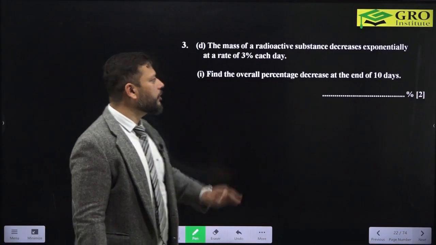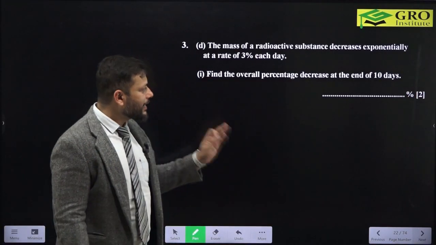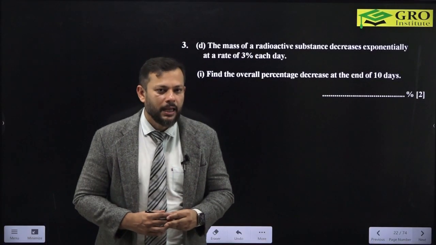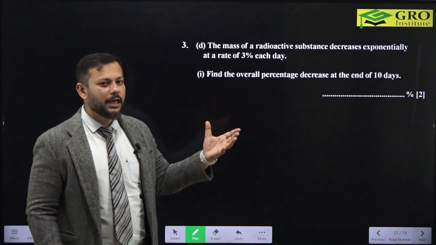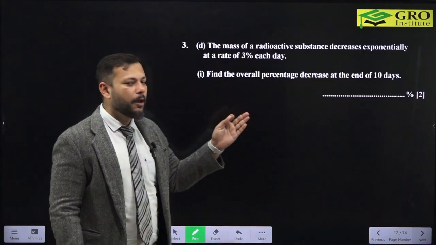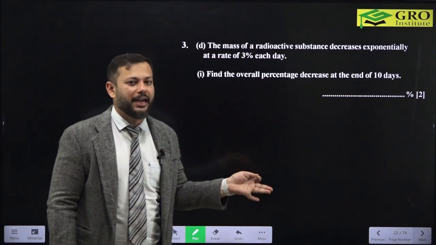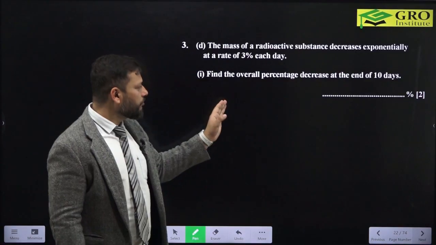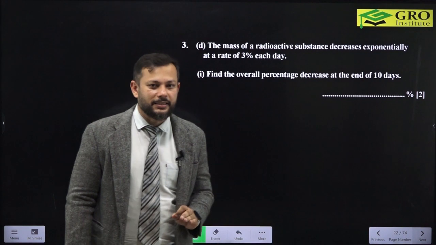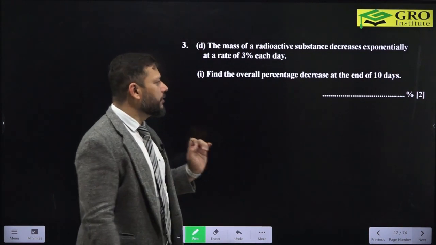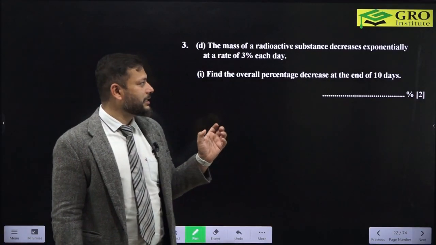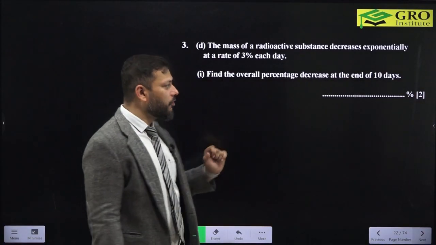Yes, the mass of a radioactive substance decreases exponentially at a rate of 3% each day. Guys, we are not being given the mass, but we are being given its rate of change. It is changing each day by 3% of its current weight or mass, I should say. So we need to find the overall percentage decrease at the end of 10 days. Guys, it's a very good question. We know the concept of successive decrement, or I should say the successive decrease. What is the formula for that?